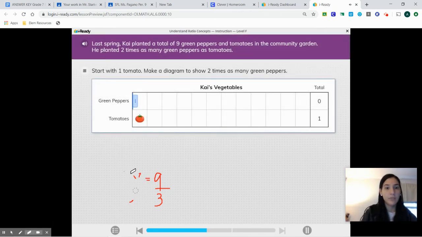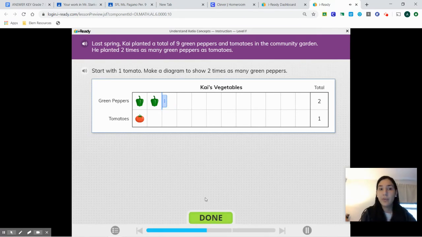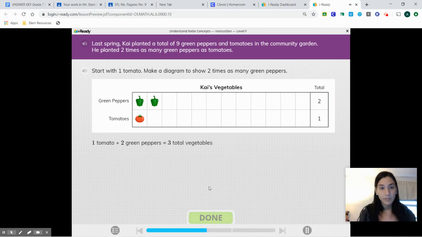Start with 1 tomato. Make a diagram to show 2 times as many green peppers. Okay, so now we're starting right here with 1 tomato. We want 2 times as many green peppers, so 1 times 2 is 2. So we have 2 green peppers and 1 tomato. 1 tomato plus 2 green peppers is 3 total vegetables. We need 9, so let's keep going.